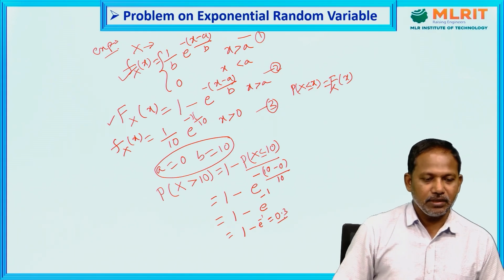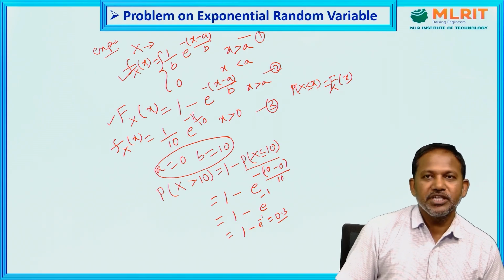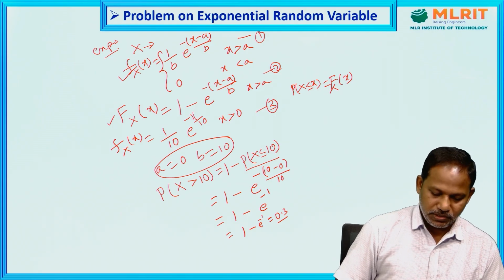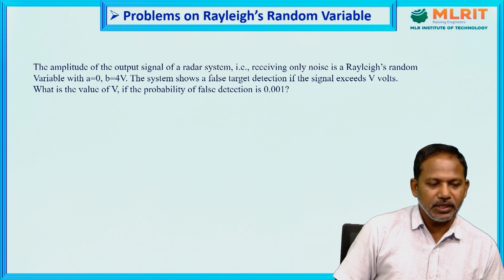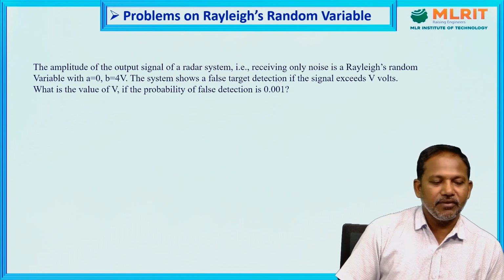So this is finding the problem by using exponential random variable. Now we are moving to the next one. This problem is related to Rayleigh's random variable.